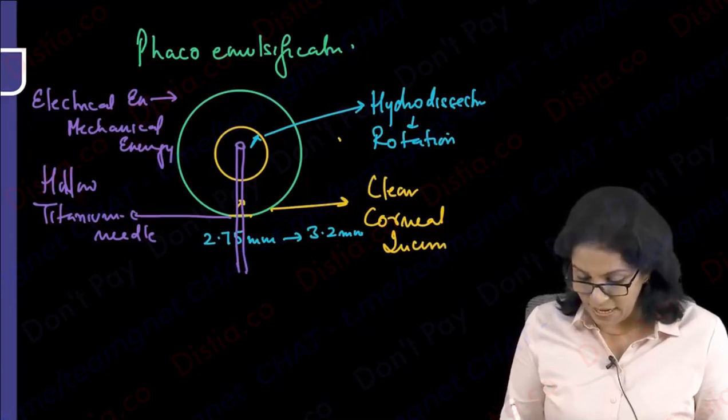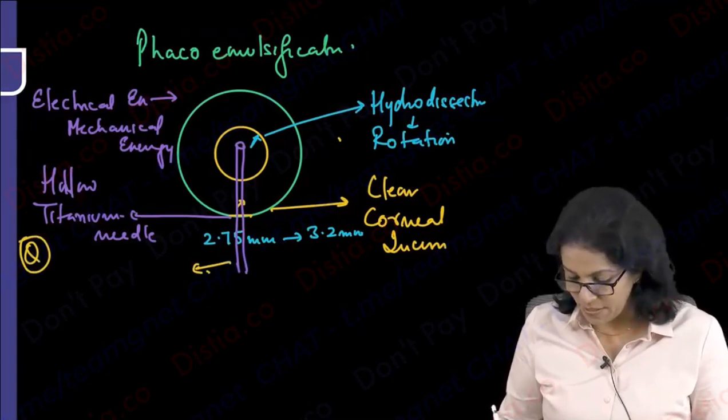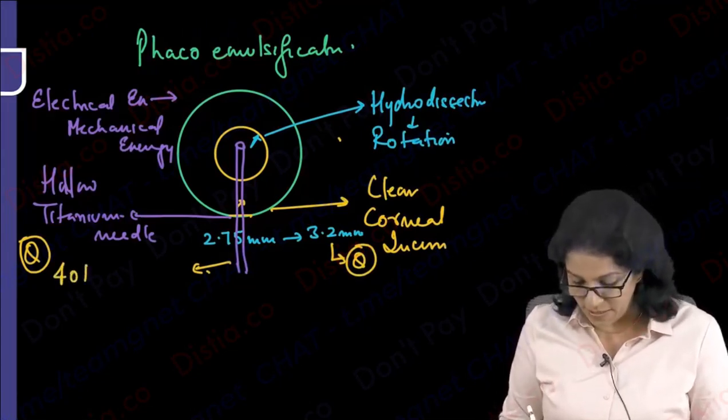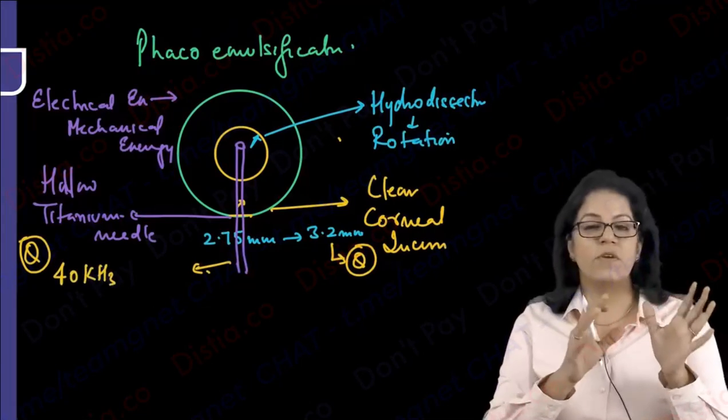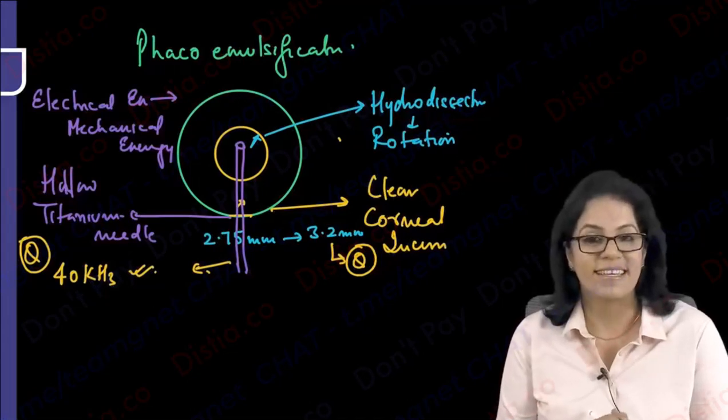The next question they will ask you is, what is the frequency of phaco probe? Please make a Q here. Frequency of phaco probe, you will answer 40 kilohertz. So it ranges from 40 to 60, but we are going to say 40 kilohertz as a preference.